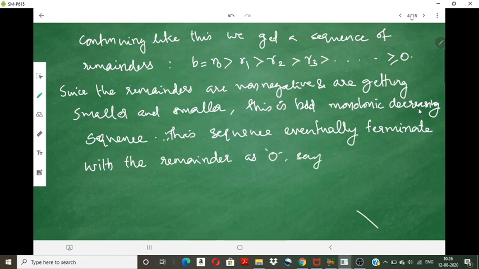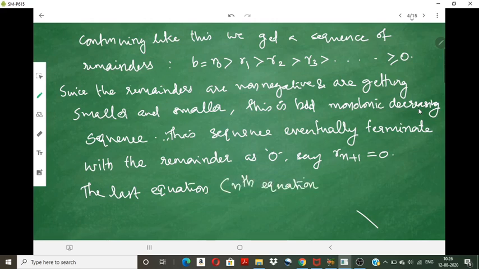Say at the n plus 1 stage the remainder, that is Rn plus 1, is equal to 0. That means this happens at the nth stage. So what will be the equation? The last equation, or nth equation, where the remainder becomes 0 at the nth stage. So what will be the last equation?